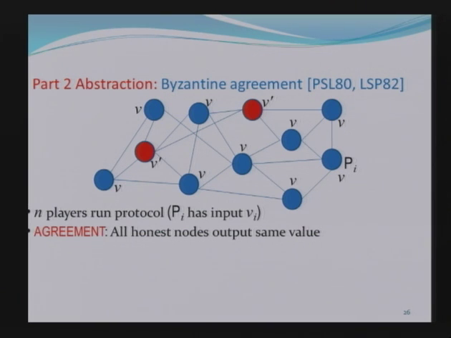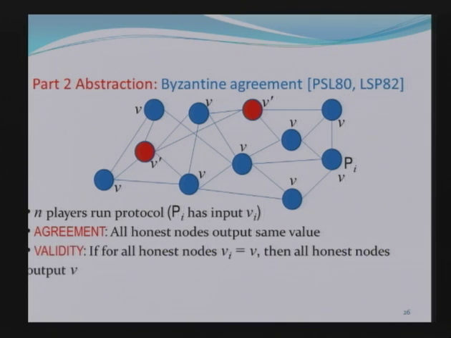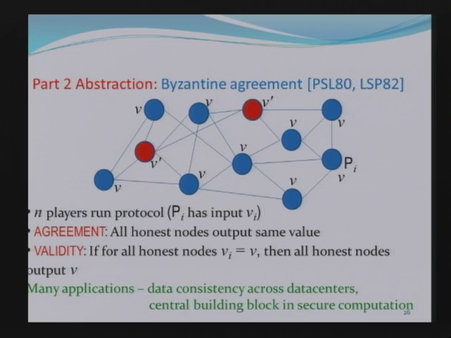Number one, agreement. That is, all honest nodes must output the same value at the end of the protocol. Okay? The second condition is that if all honest nodes actually began the protocol with the same value, then they will indeed output this value at the end of the protocol. And the second property is what actually makes the problem non-trivial. Okay? And Byzantine agreement has many, many applications in distributed computing and in secure computation, data consistency, and it's actually a fundamental building block in secure computation, which is very important in cryptography.